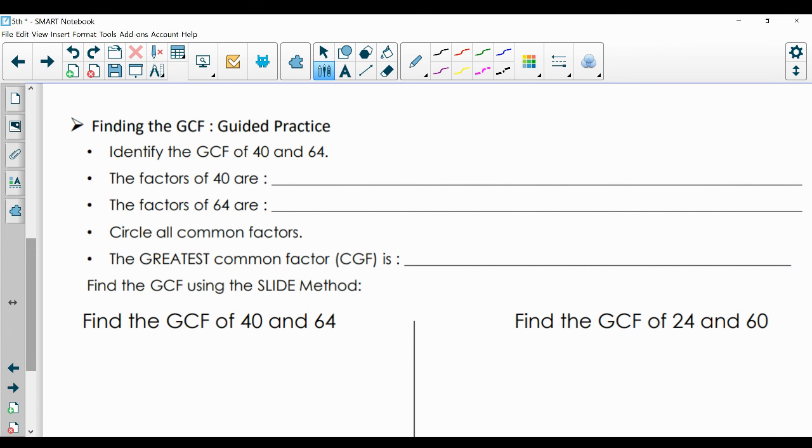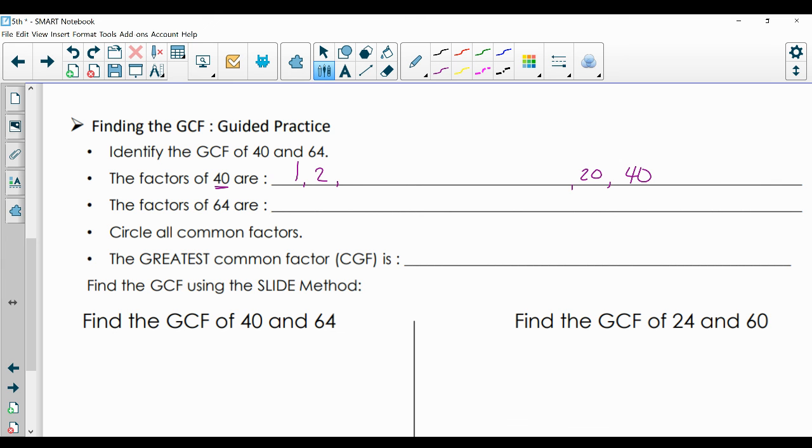So here, our question says, find the GCF of 40 and 64. So we're comparing two numbers and trying to find the one they have in common. So 40, you always start with what? 1 and itself, 40. So those are your bookends, 1 and 40. Then you try 2. Is it even? Yes, so 2 should work. 2 times 20.